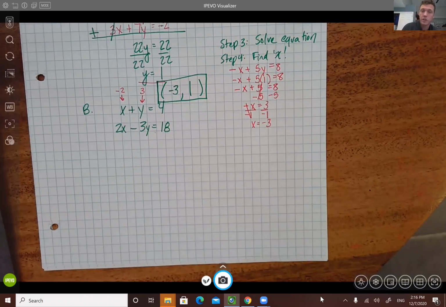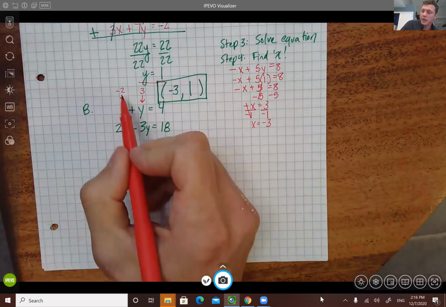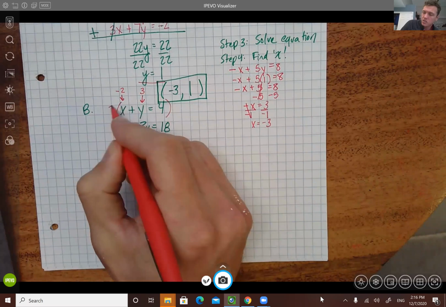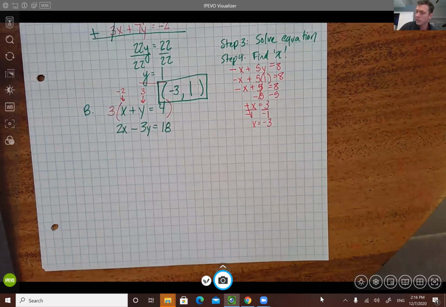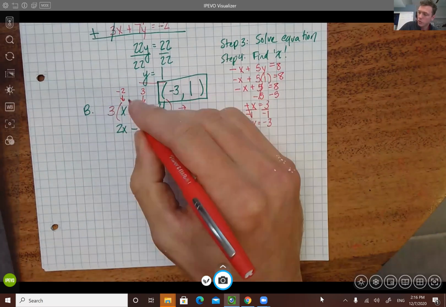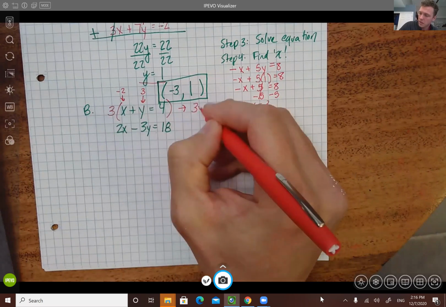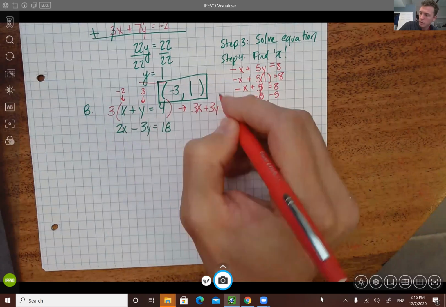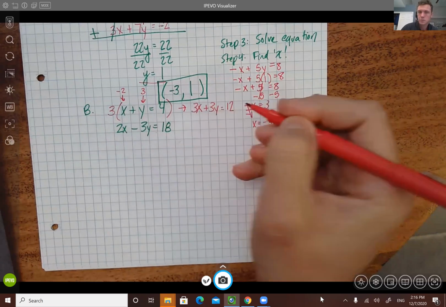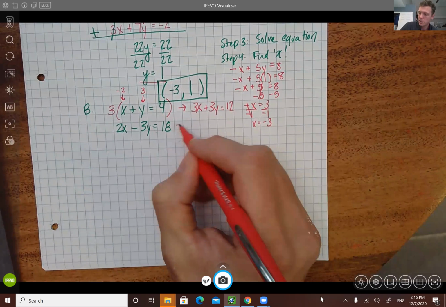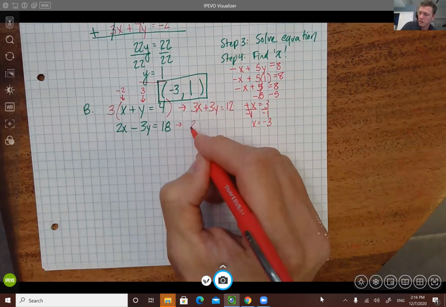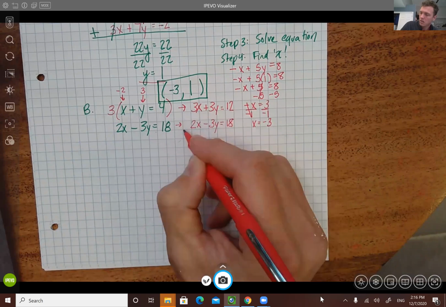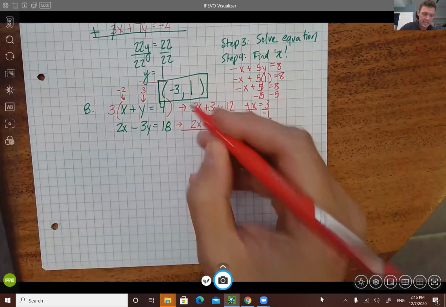We could choose either of them, but this one we have to multiply by a negative. So I'm going to multiply everything by 3 instead, so that we don't have to worry about the negatives. So this becomes 3x, this becomes 3y, and this becomes 12. And this one we don't have to multiply by anything. So now we can add them together.